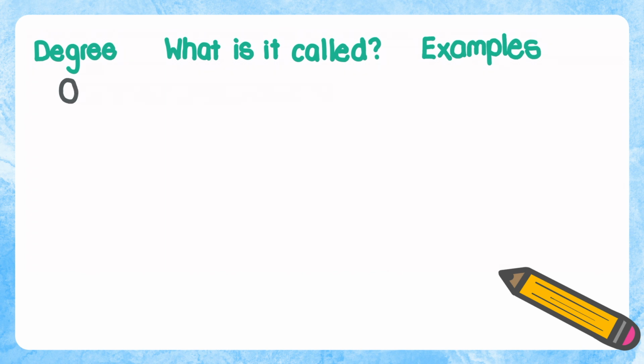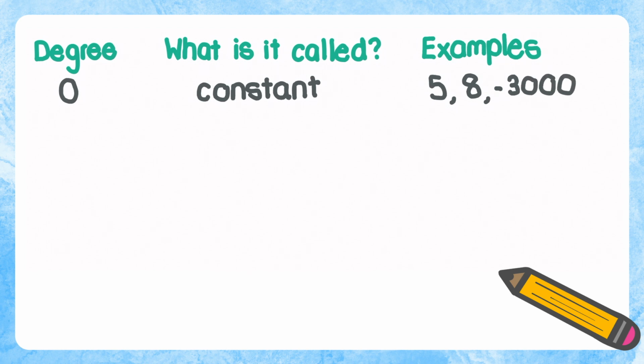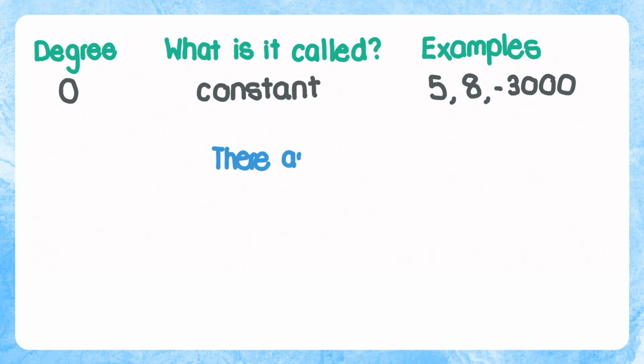If the degree is 0, it would be called a constant. So let's look at some examples. 5, 8, -3, -3,000. It's a constant if there are no variables. Basically, it's a constant if it's only a number.